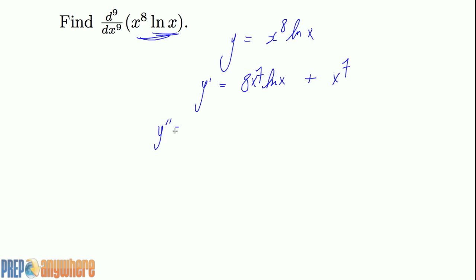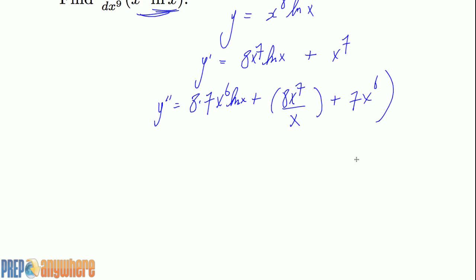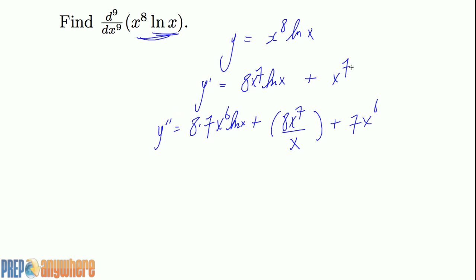The second derivative is 8 times 7 times x to the power of 6 ln of x plus 8x to the power of 7 times 1 over x. So you get x to the power of 6 here, and this also becomes 7x to the power of 6. Now note that we actually need to differentiate this. We just did it twice, so 7 more times.